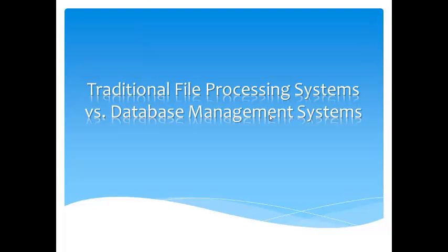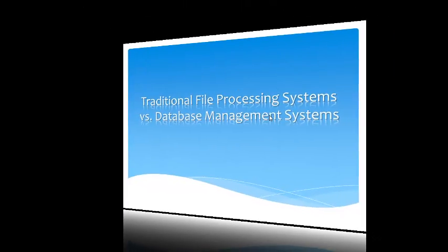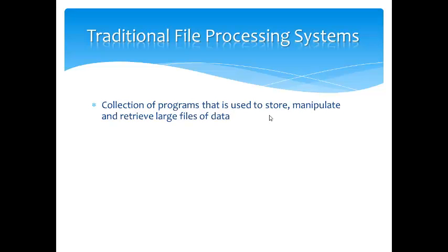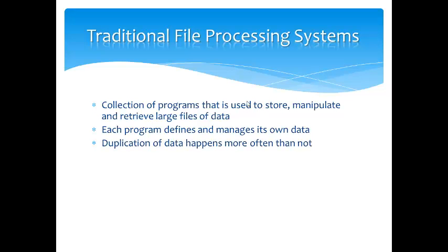Next, we're going to discuss traditional file processing systems and database management systems. Traditional file processing systems is a collection of programs that is used to store, manipulate, and retrieve large files of data. Each program defines and manages its own data, and this causes some shortcomings to the traditional file processing systems, such as duplication of data that happens more often than not.